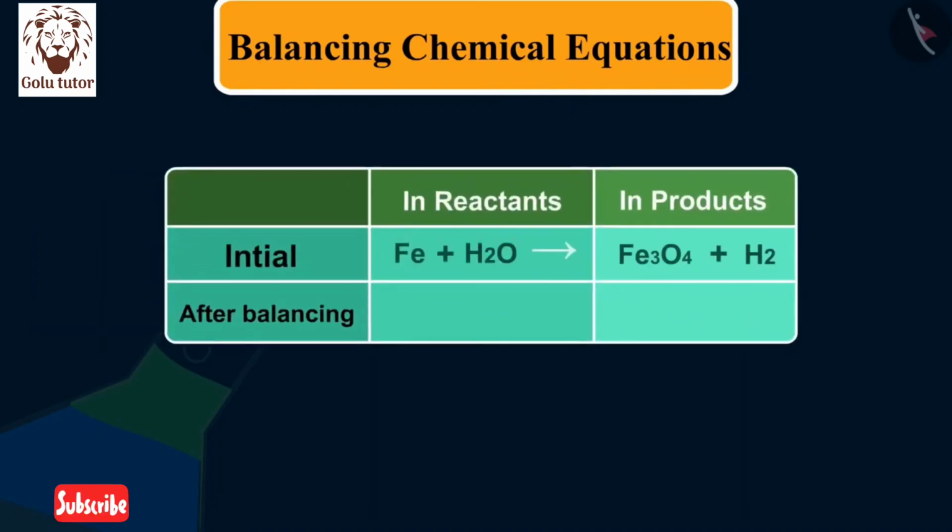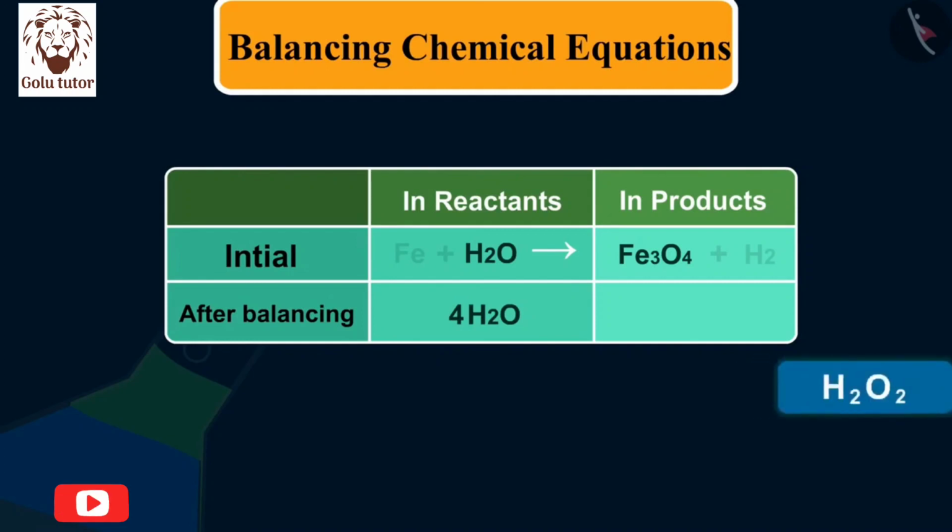First, we try to balance Fe3O4 and the element oxygen in it. To balance the oxygen atoms, we can put coefficient 4 as 4H2O. But remember, we cannot write H2O2 or H2O4, like these.